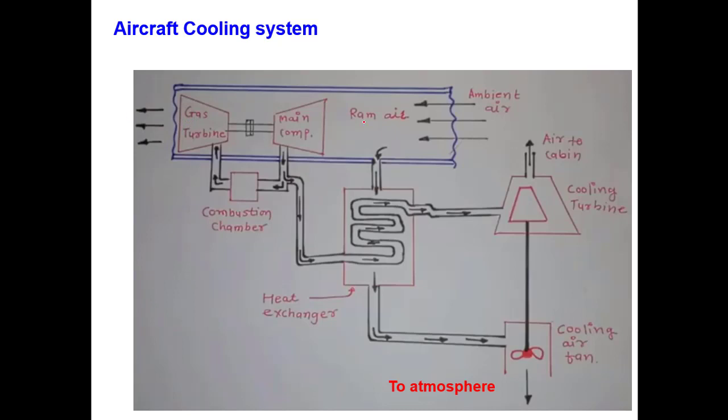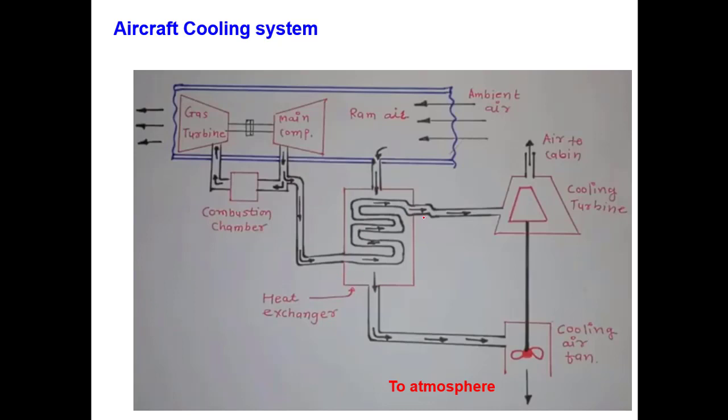Now, how is the cooling system integrated with the main compressor? First of all, one part of the ram air is bled from here. If you first see the components of the aircraft cooling, the first component we call the heat exchanger, right?